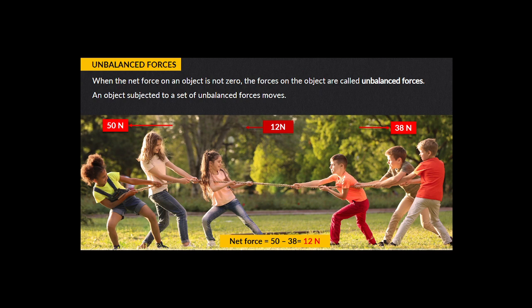Net force. So this one is 50 newtons. The other one's 38 newtons. Exactly. How is the girl's side higher and the boy's side lower?